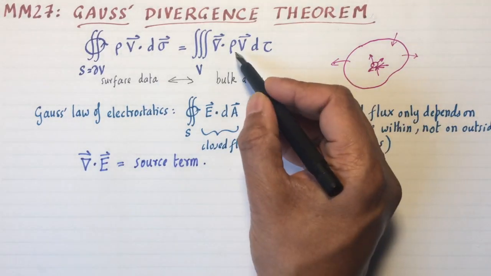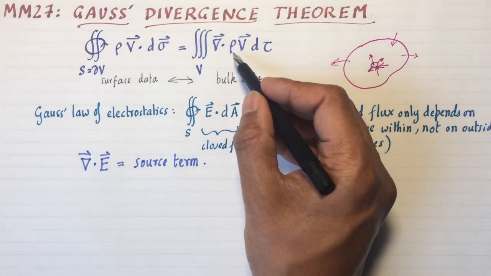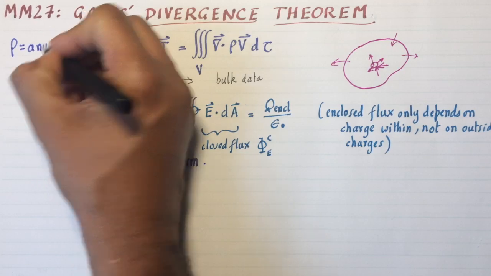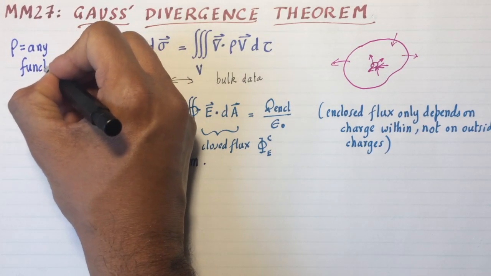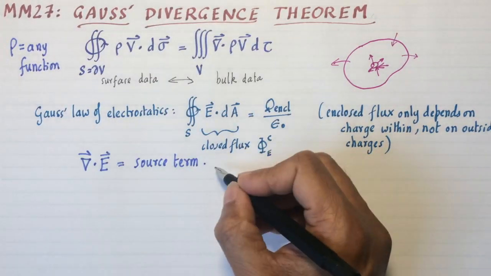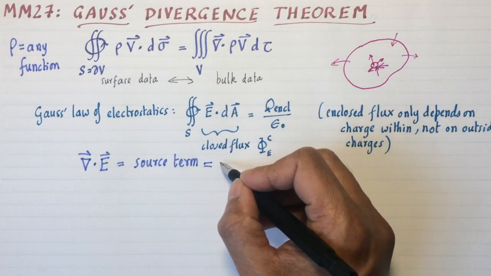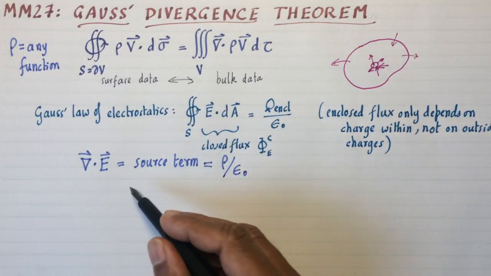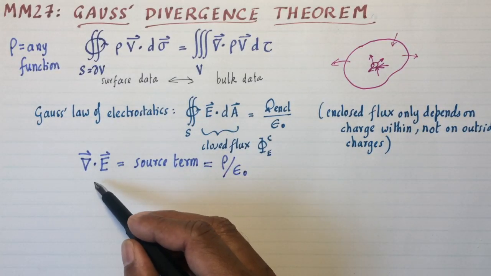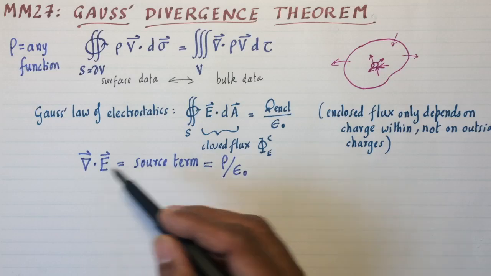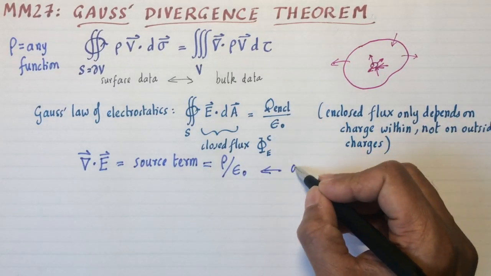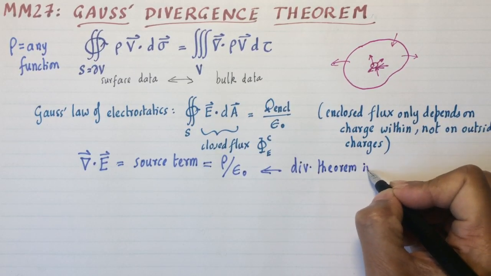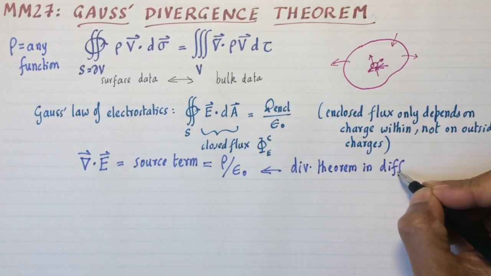I don't want you to confuse the charge density rho I'm about to write with this rho here. This rho is any function, sometimes called a scale function. But the source term I'm about to write is specific to electrostatics. So you write it as rho over epsilon naught. And then when you integrate both sides, this is the divergence theorem, Gauss's divergence theorem in differential form.